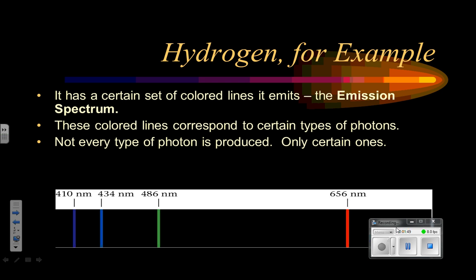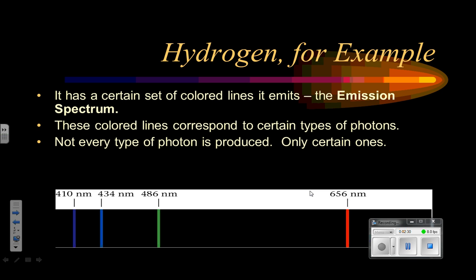Now, hydrogen is an example of that. And this has been known for a long time before anybody understood much about atoms, that when you excite hydrogen, for example, in the sun, where hydrogen is excited because it's very hot, it gives off a very characteristic set of 4 colored lines. They are at 410 nanometers, a kind of purplish line, a blue line at 434 nanometers, a green at 486, and then a red line at 656. Hydrogen always gives this off, and hydrogen, in fact, is the only one that does. This is called the emission spectrum of hydrogen because this is what hydrogen gives off.